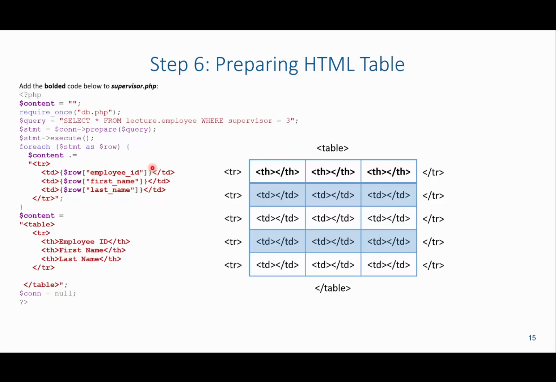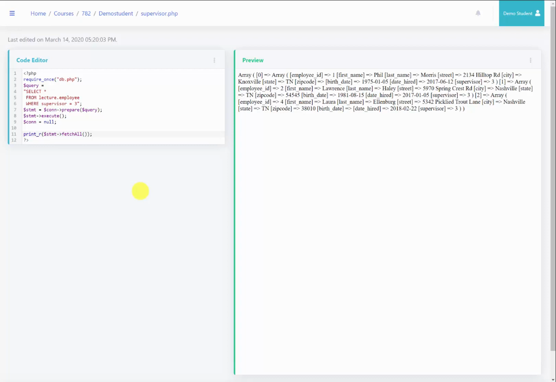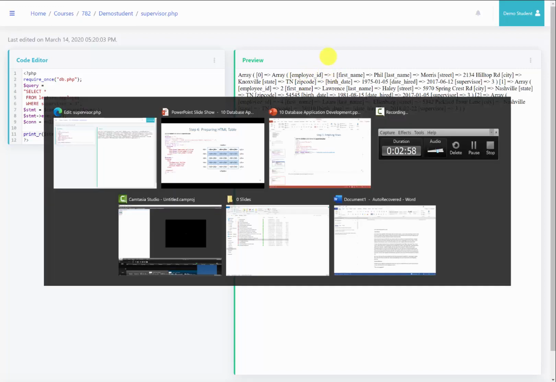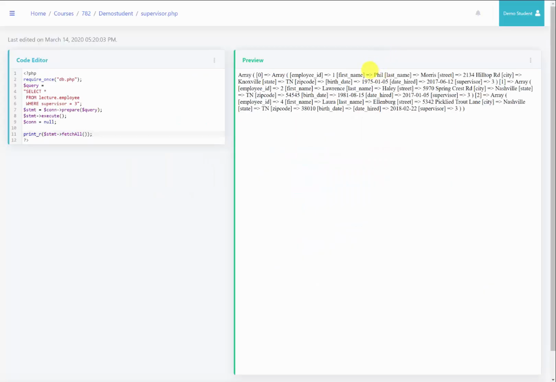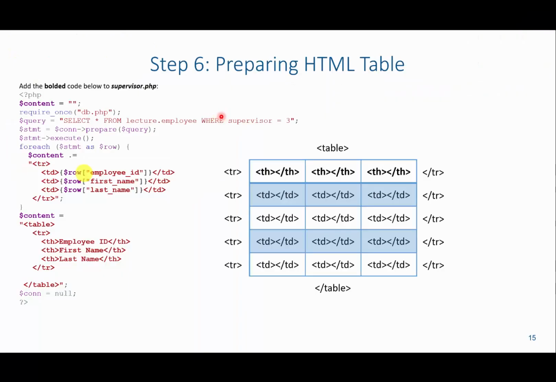Notice how I have this code in curly brackets. This is to ensure that this is interpreted as code that comes from PHP rather than causing errors because it can't recognize that. So essentially, as you can see here from our previous example, we have an array, and inside this first row, we have an employee ID of 1. So when I come back here and say row of employee ID, it's going to grab 1. And the first name is Phil and the last name is Morris. So it's going to grab the first name Phil and display it here, and grab the last name Morris and display it here.